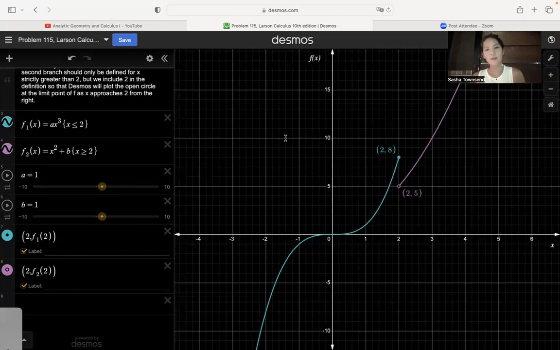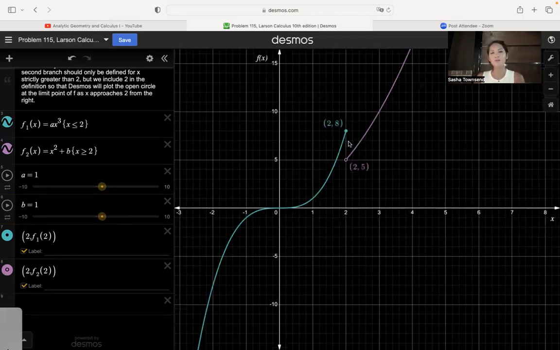Okay, so this is what our graph looks like. If b equals 1 and a equals 1, we have these two pieces. Now our claim was that first we needed the function to be continuous. We want the limit as x approaches 2 from the left-hand side to equal the limit as x approaches 2 from the right. So what is the limit as x approaches 2 from the left-hand side? Well, it's going to be 2 cubed, which is 8, times a. So we're going to get 8a over here.